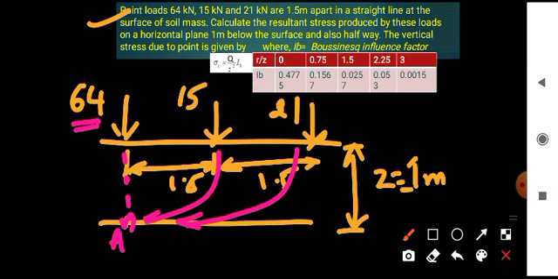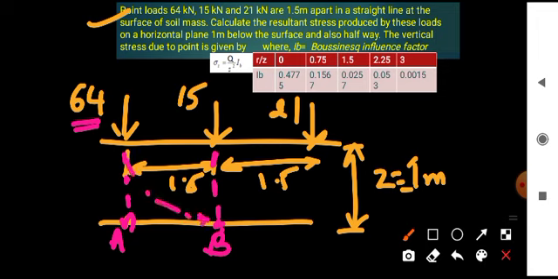When we calculate the vertical stress, all these influences have to be considered. Similarly, if you take this particular point beneath the 15 kilonewton load, say B point, there are three influences again. One is due to the 15 kilonewton itself, the second is due to the adjacent applied load 64 kilonewton, and the third is the adjacent 21 kilonewton applied load. So it has three influences.